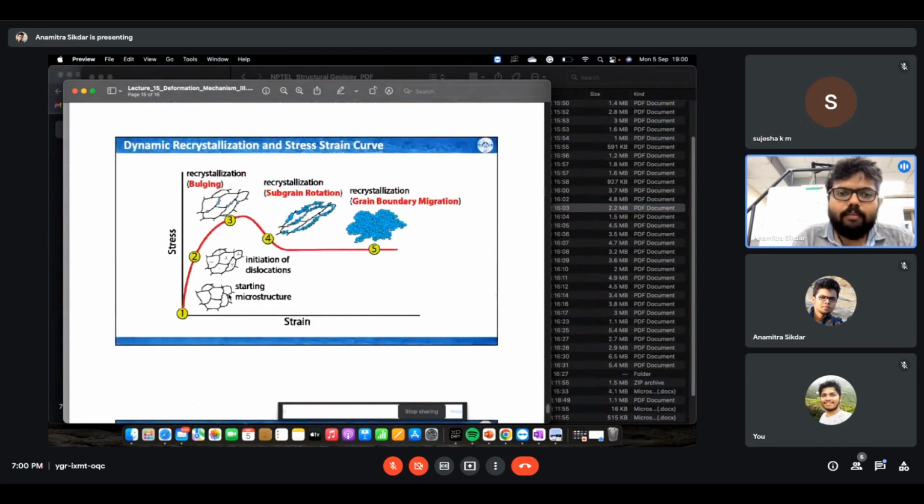First you have the initiation of dislocations, and then you have certain recrystallization at the edge of the grains, which happens in bulging recrystallization. After that you have the subgrain rotation, and after that you have the complete recrystallization. This is called grain boundary migration, where the grain boundary migrated and formed new grains. All right.